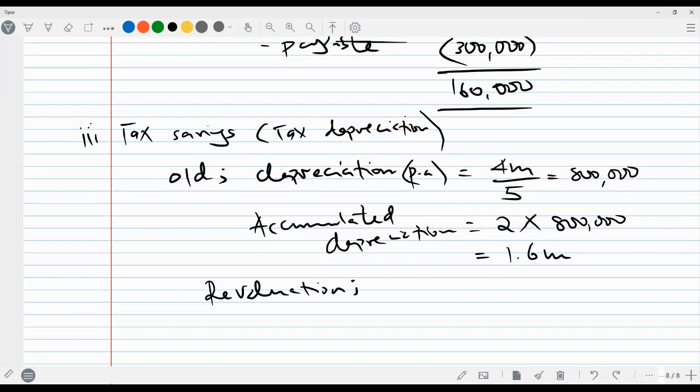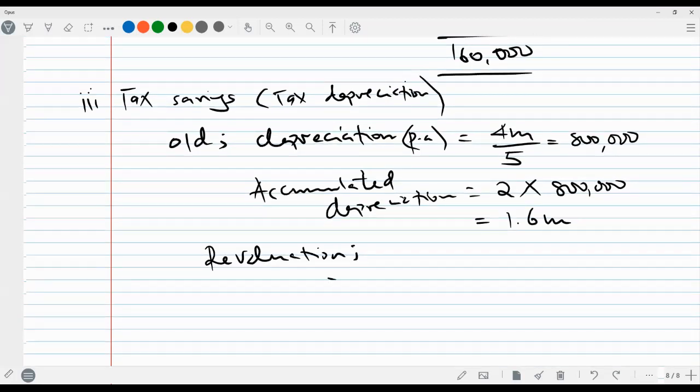Okay, so going forward, it can still have 10 more years. Therefore, you're going to be claiming on what is remaining, which was 4 million minus what you have already claimed. You have claimed 1.6 million already. So what is remaining is the NBV, the net book value, which is what you'll be claiming going forward for the next 10 years.